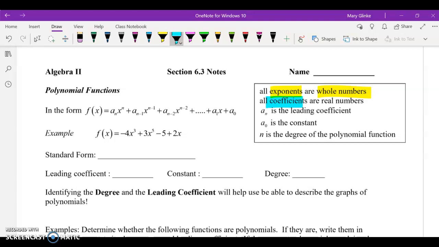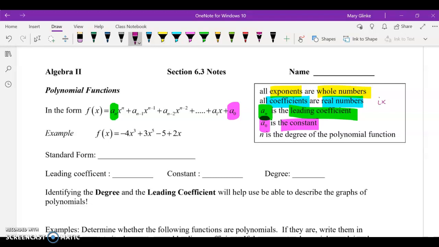Your coefficients have to be real numbers. So for instance, it's not a polynomial if you have ix, so no imaginary numbers. Your leading coefficient, once you put it in standard form, meaning your highest degree comes first, is just what is out in front. The constant is just the number at the end. There are no variables with your constant.